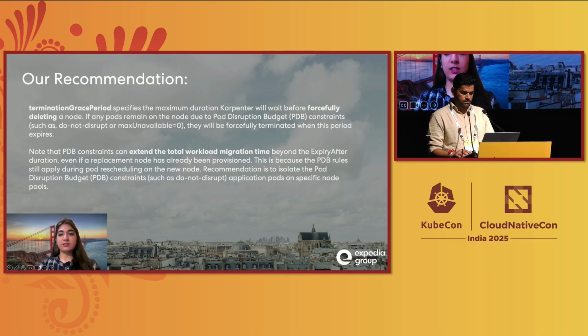Additionally, the PDB rules can extend the workload migration time beyond the configured expire after, even when a replacement node is already available, since these rules still apply during the pod rescheduling. To minimize the disruption and improve consolidation efficiency, we recommend isolating the PDB-constrained pods, for example the do-not-disrupt workloads, onto dedicated node pools, allowing other nodes to scale down or be replaced without any delay. So, to discuss our recommendations in more detail, we have designed 3 different node pool strategies that can be used to intelligently distribute the workloads, minimize the disruptions, and mitigate issues like node churning.